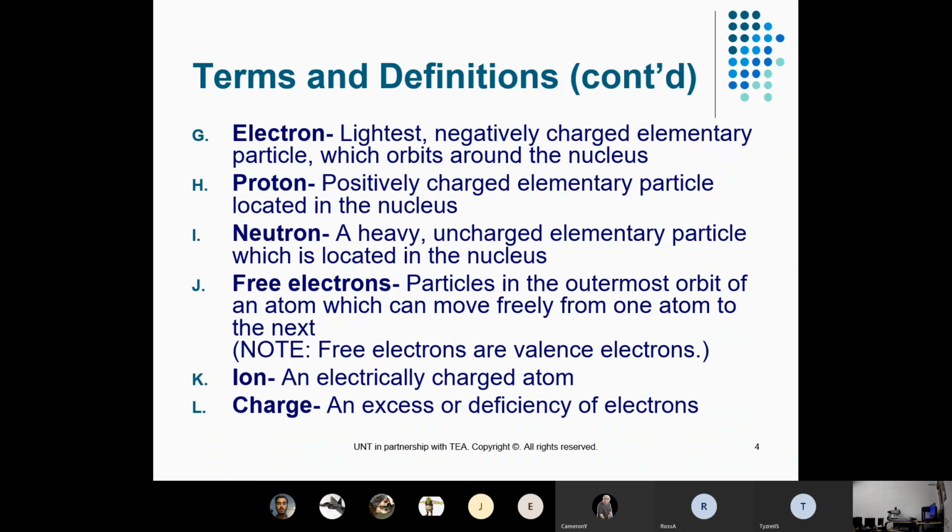Free electrons are any of the particles that are in the outermost orbit of an atom. This is the very furthest away from the nucleus. That is a free electron. Free electrons are going to play a huge part in electronics. That's why we go over this. Free electrons are also called valence electrons. So in some cases on quizzes or terms, you might hear them labeled as valence electrons and not free electrons.